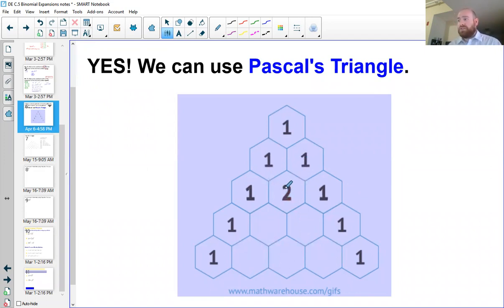So 1 and 1 gives us 2, 1 and 2 gives us 3. All of these ones on the outside, we can think of it as 0 plus 1 is 1, 0 plus 1 is 1, 0 plus 1 is 1. And so we'll watch through this once more, and then we'll look at an expanded table of Pascal's triangle.